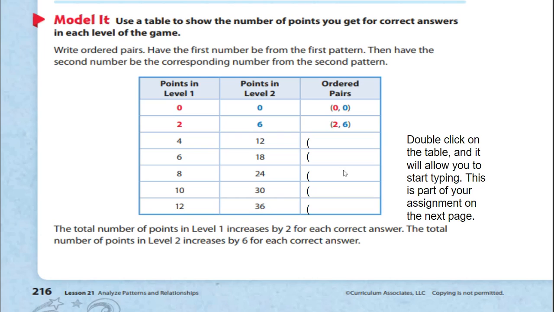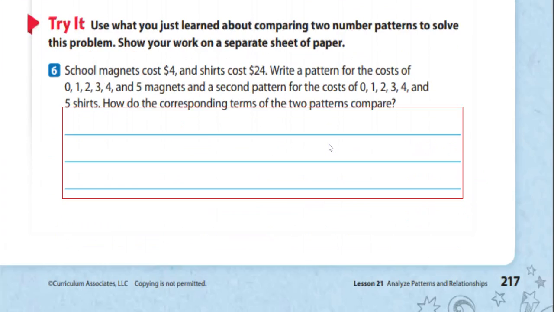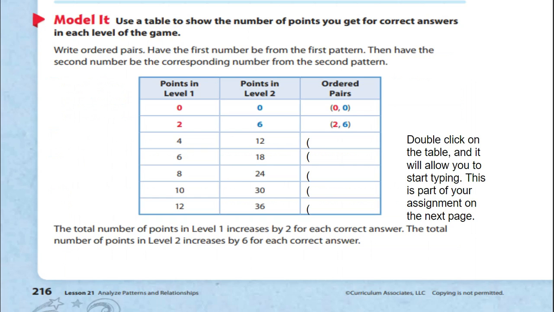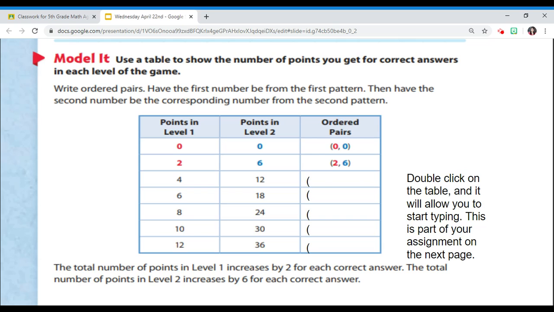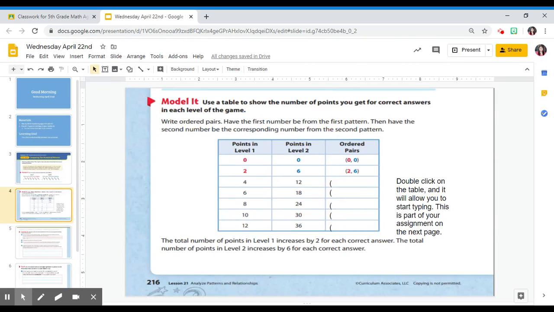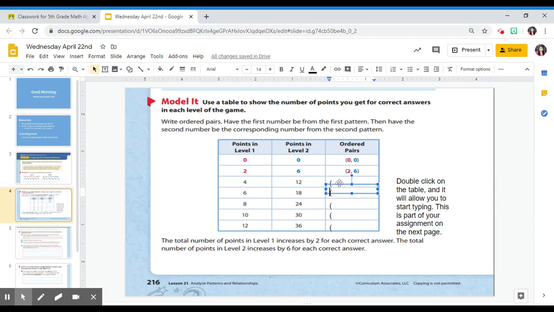So right here, you're going to double click and you're going to start creating ordered pairs. Now that is part of our assignment on the third slide, but I'm going to go ahead and start filling in my ordered pairs. Oh, I forgot, I can't type while I am in full screen mode. So I'm going to exit full screen mode and I'm going to start creating my ordered pairs. What it wants you to do is just to put these in an ordered pair. So you see 0, 0, 2, 6. I'm going to do maybe 3 of them for you.